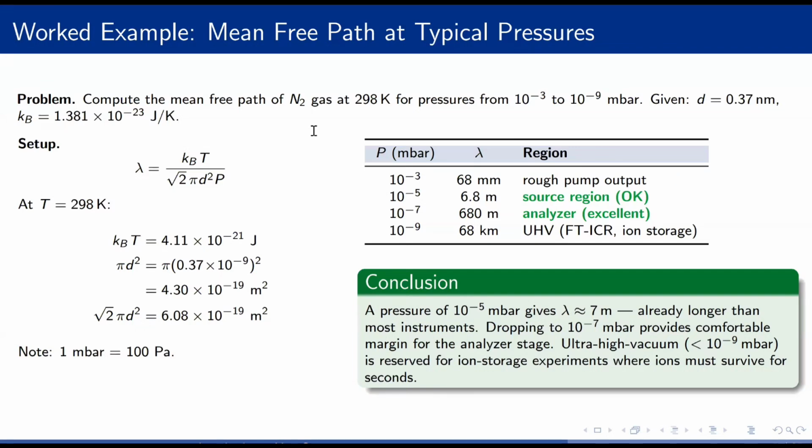The practical takeaway: a modern mass spectrometer has at minimum 2 pump stages. A rough pump to get you from atmospheric pressure down to about 1 millibar, and then a turbomolecular pump to get you the rest of the way down. Most complex instruments use differential pumping with 4 or even 5 stages, so you can have an open electrospray source at atmospheric pressure on one end and an analyzer at 10 to the minus 7 millibar just downstream.